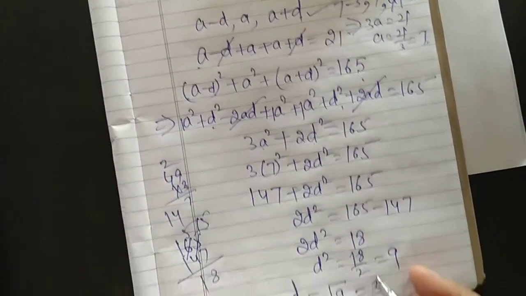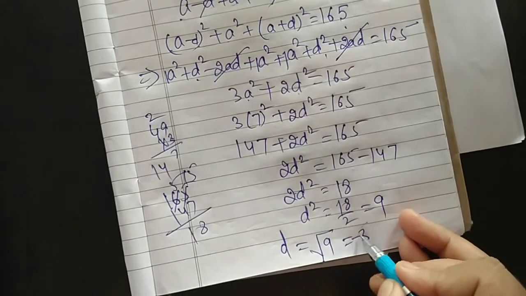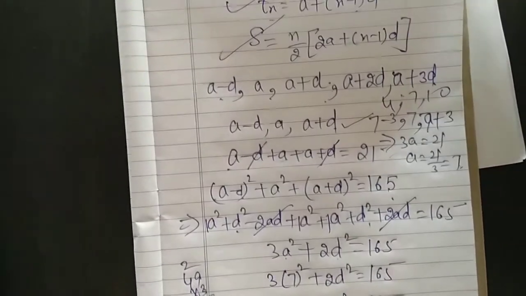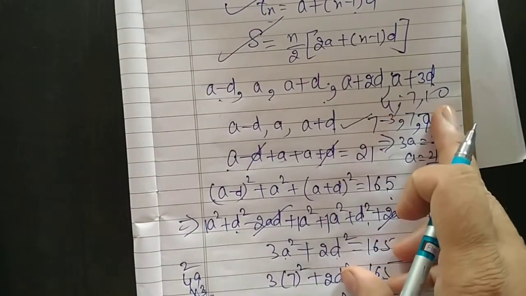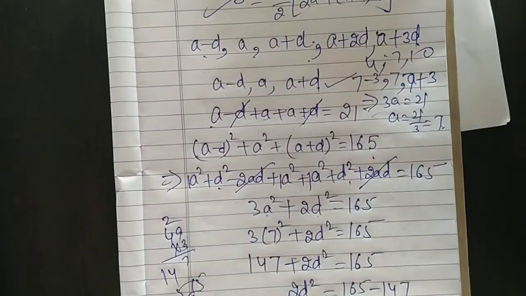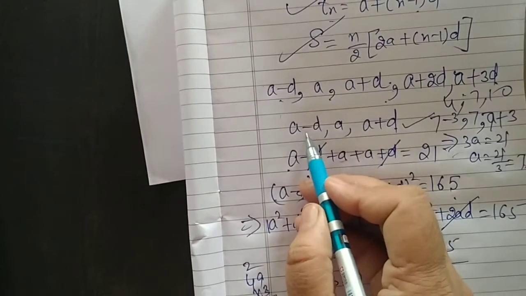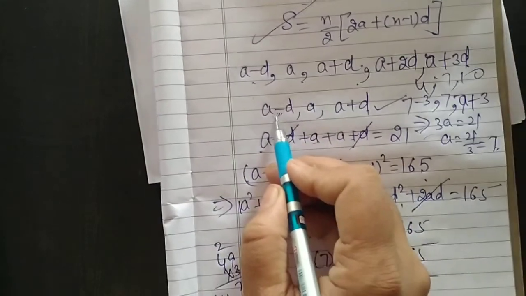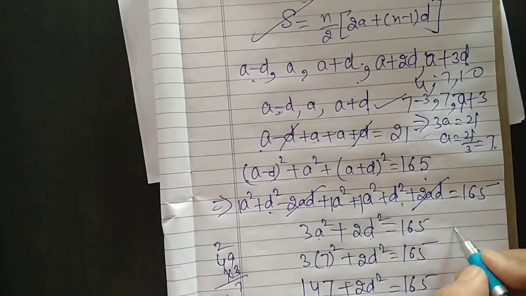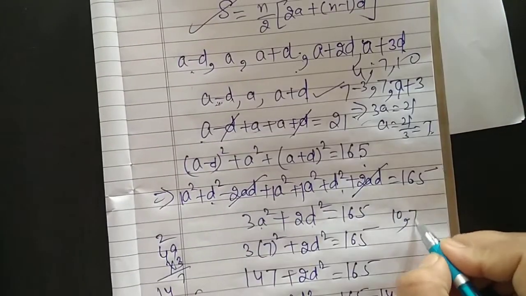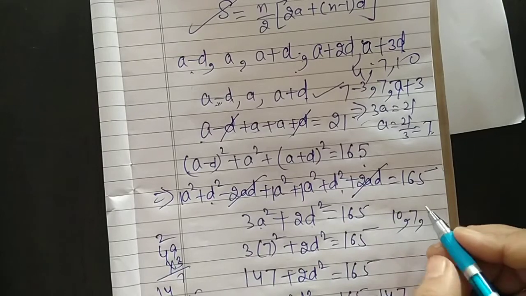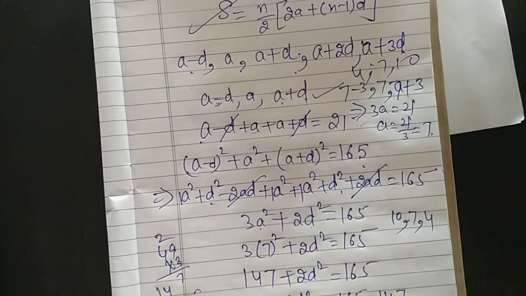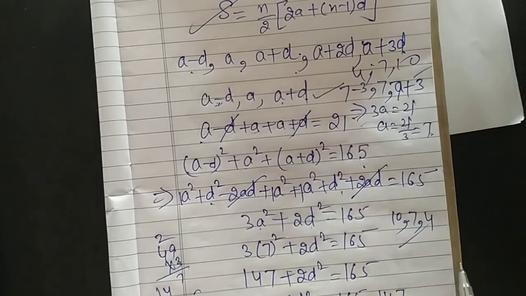Here 2 values are possible, one positive and one negative. If d is positive, then we will get this answer. If d is negative, then here we will put minus 3, so it will become plus. So 7 plus 3 is 10, then the next term is 7, then 7 minus 3 will be 4. So these two conditions can come.